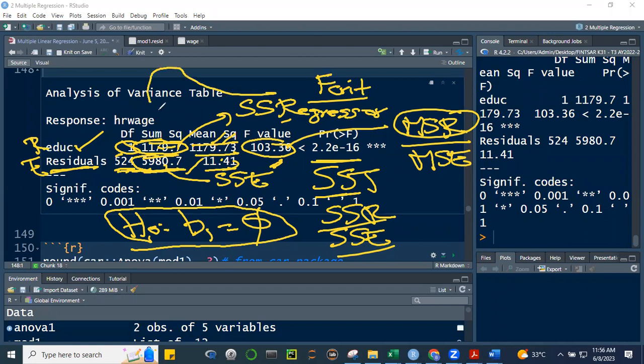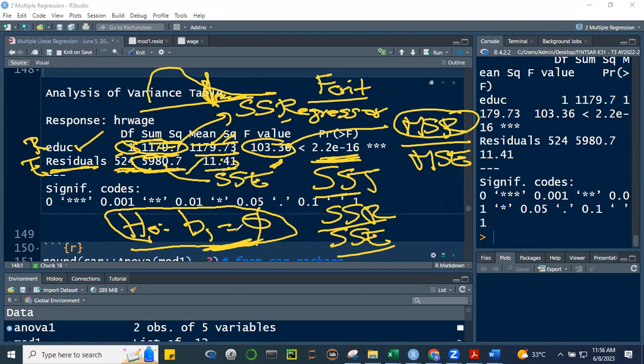If your F value is greater than your F critical, then this is what we call your rejection region. So we will reject this null hypothesis. Or another way to look at it is your P value. Here we know, class, we reject this null hypothesis that B1 is equal to 0. So it is consistent with the T value kanina.